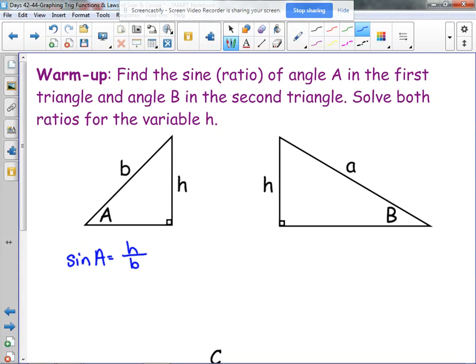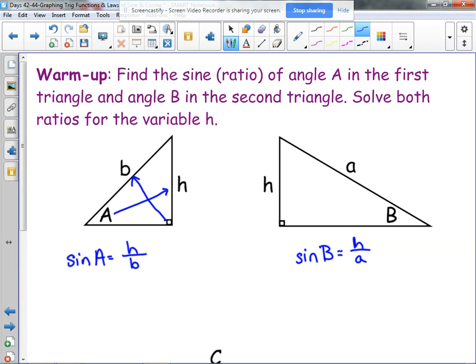Okay, so if we set up our sine ratio of angle A, the sine of A is equal to the opposite over the hypotenuse. So the sine of A is equal to H over B. If we do the same thing for the other triangle for angle B, we get H over A.